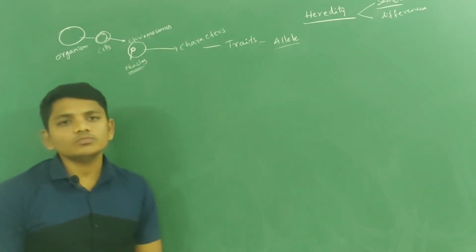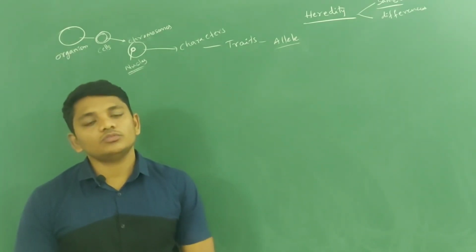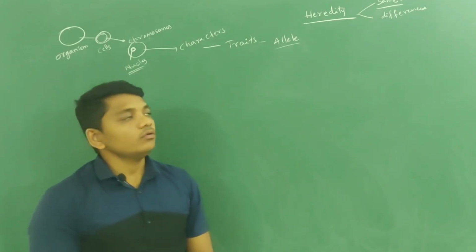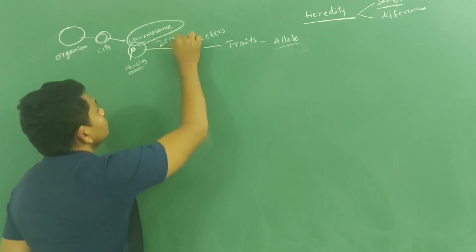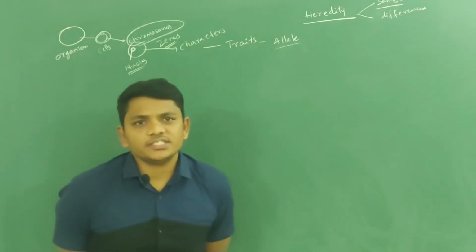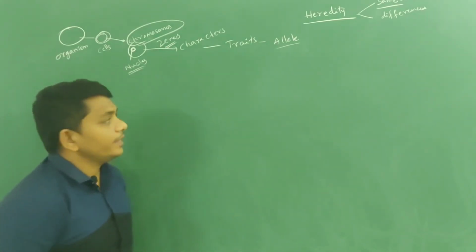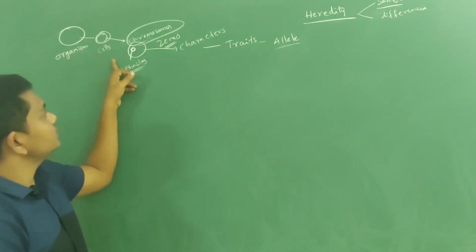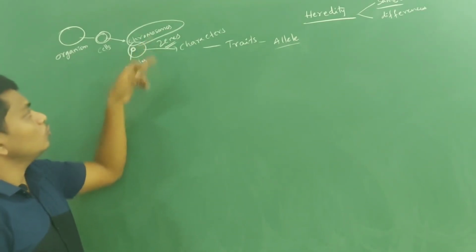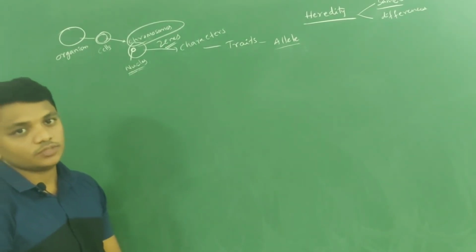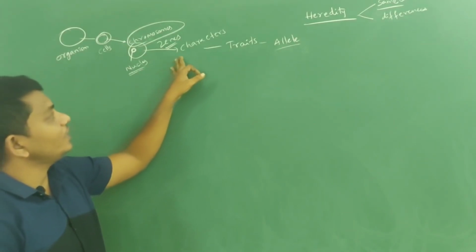Chromosomes are made up of genes, and genes are genetic material. Once again, organisms contain cells. Cells contain a nucleus. In the nucleus, we can find chromosomes. Chromosomes are made up of genes. Within genes and chromosomes, we can find characters.